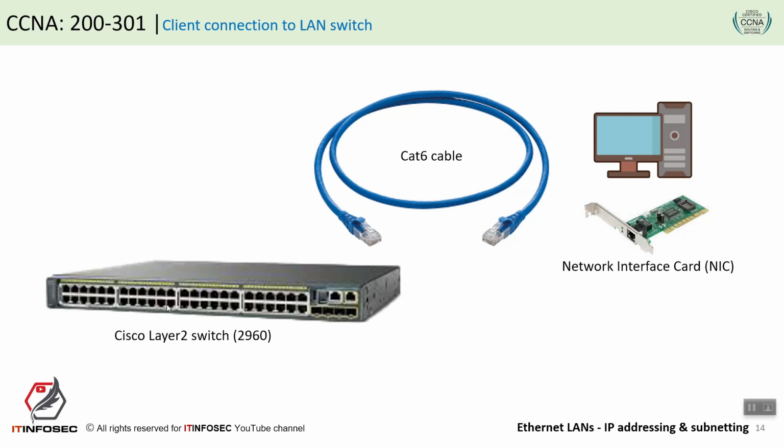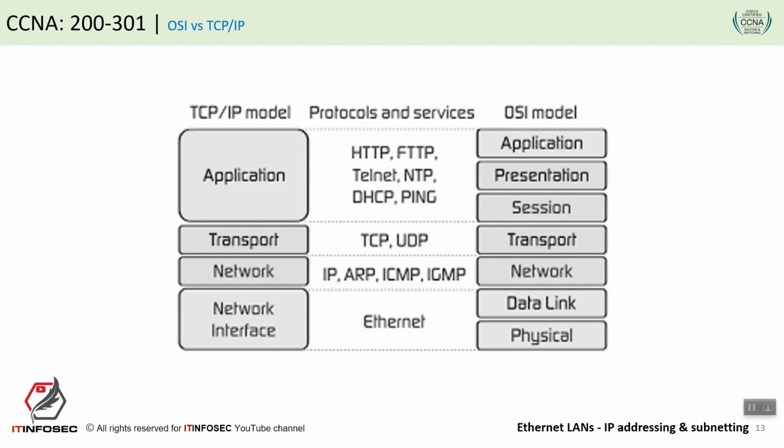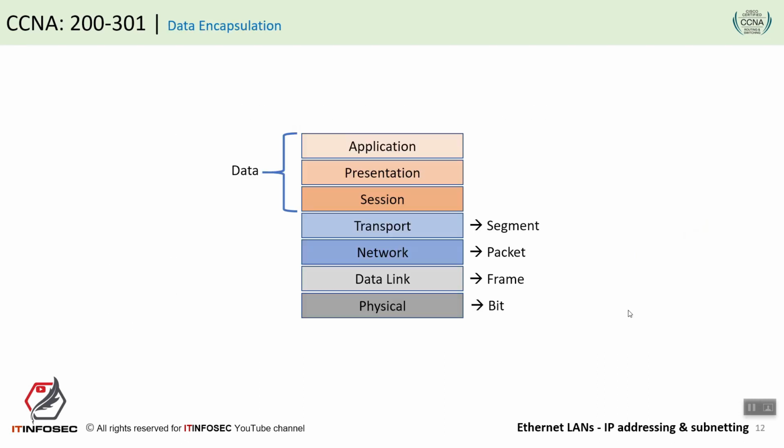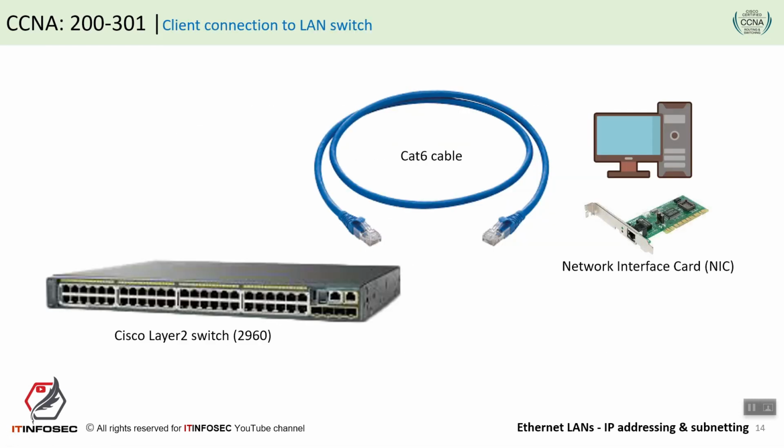It means the switch is layer 2. What about layer 2? Layer 2, let me show you again. Layer 2 is here. It's the data link layer that contains the MAC address. I will discuss it, I think, in the next slide.